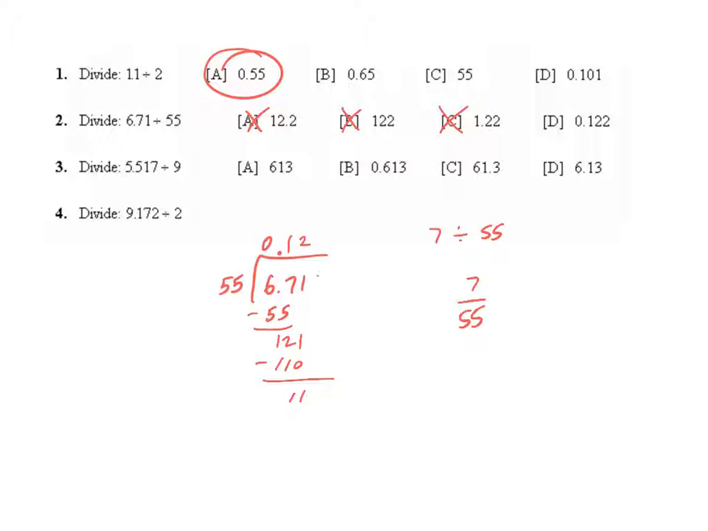I can prove that by going ahead and putting the 0 that's in the thousandths place and bringing it down and dividing. And then I do end up with a 2 in the thousandths place, so it is 122 thousandths.